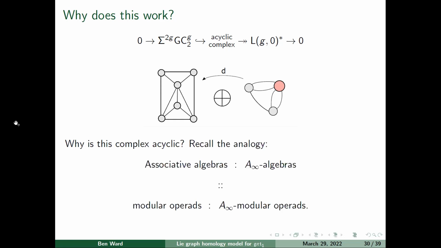So why is the complex acyclic? It has to deal with our analogy that we mentioned before, that an A infinity modular operad behaves sort of like an A infinity algebra. And A infinity algebras have a nice property of homotopy invariants. So the same thing should be true here if I extend this analogy. And yeah, that's called the homotopy transfer theorem.